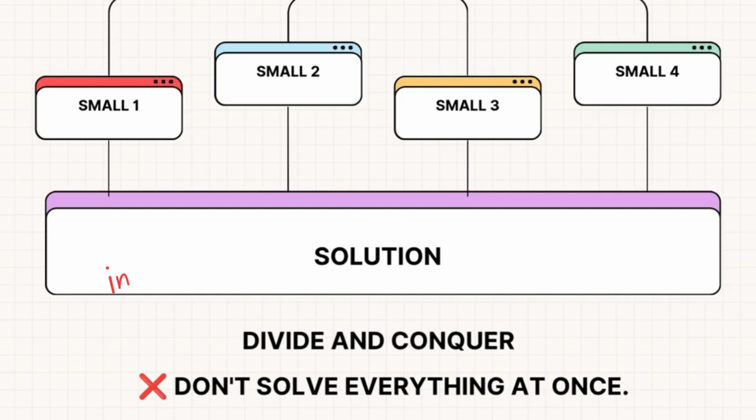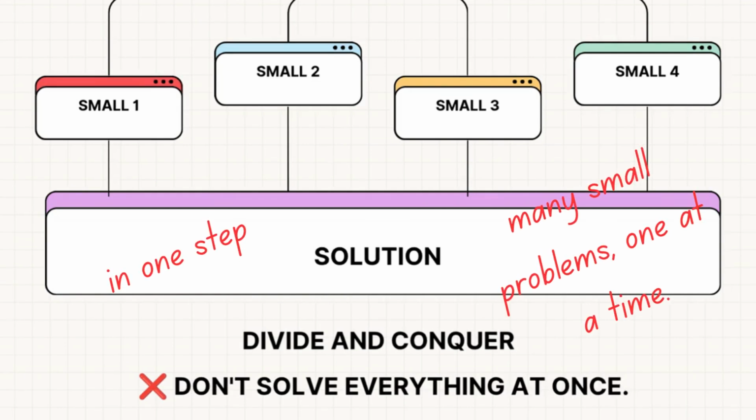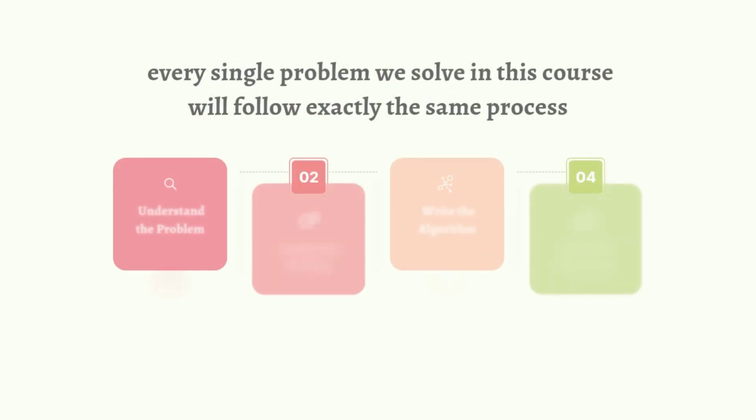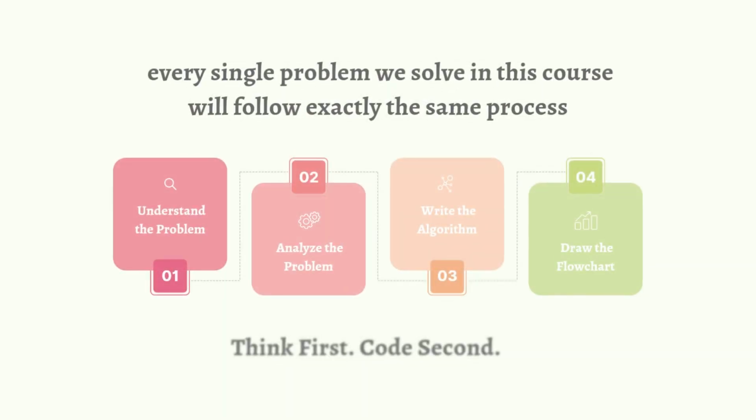They don't solve a huge problem in one step. They solve many small problems one at a time. And from today on, every single problem we solve in this course will follow exactly the same process. We'll understand the problem, we'll analyze it, we'll write the algorithm, we'll draw the flowchart using diagrams.net desktop, and only then, if we need to, we'll translate the solution into code using any programming language we want.